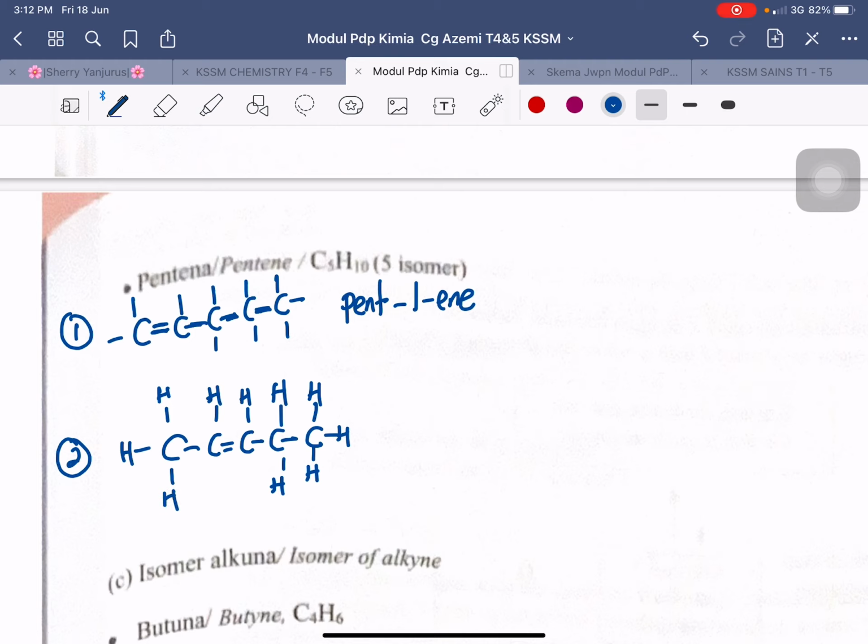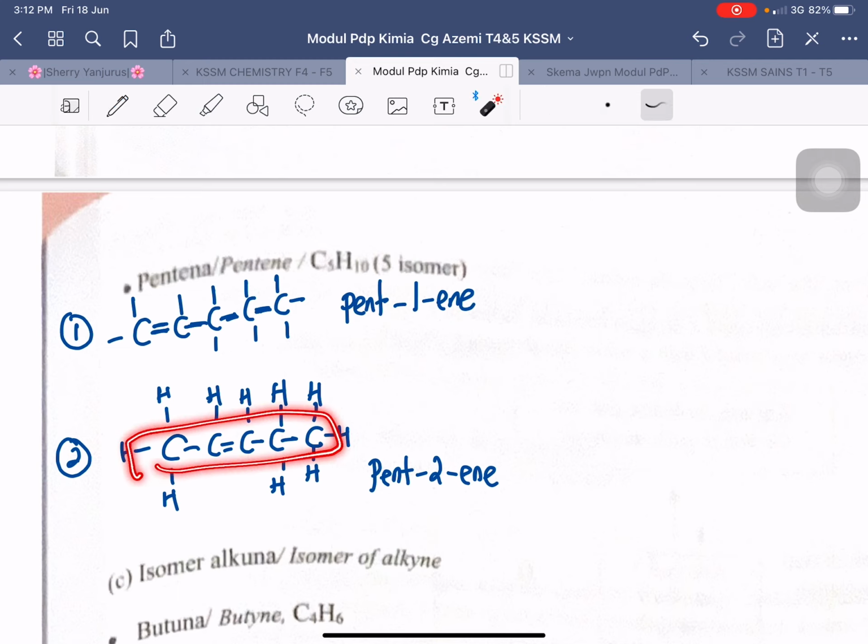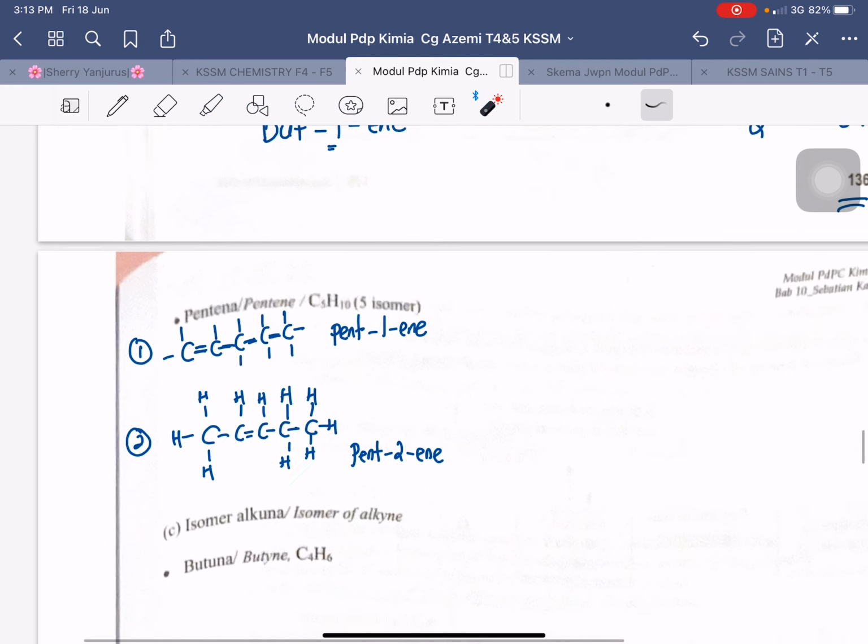Okay. Now you have to name it. This is pent 2 in. Why is it pent 2 in? Because it's still a pentene, but the double bond is situated between the second and the third carbon. So remember the rules, the functional group must get the lowest number. Lowest number, 2 lah.